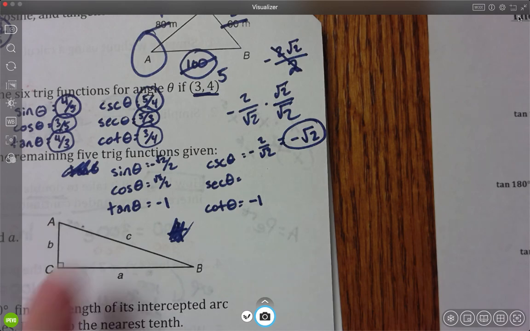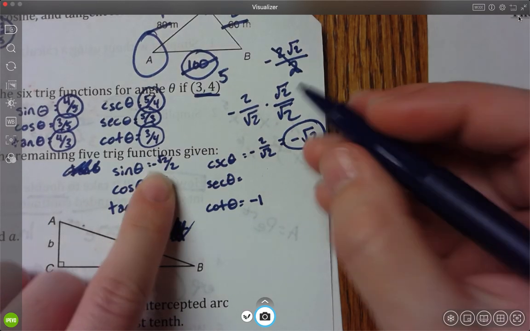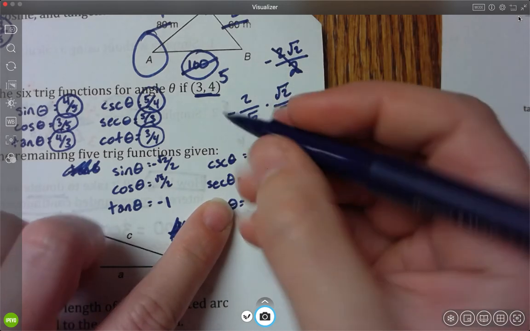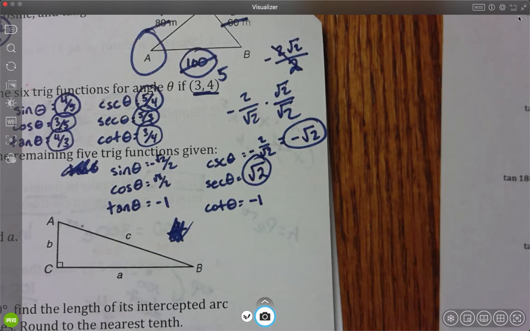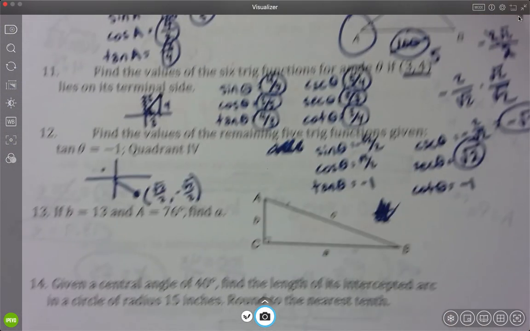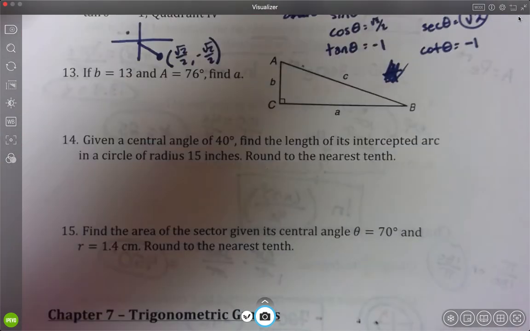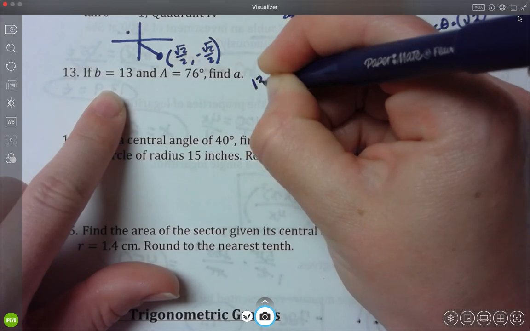Now sine is negative square root of 2/2. His answer, after I flip him and rationalize him, will just be positive square root of 2, and that's what he will look like. So that rationalizing part was kind of the tricky part. All right, 13. If B is 13, so I'm going to cross him out and I'm going to put 13 here.